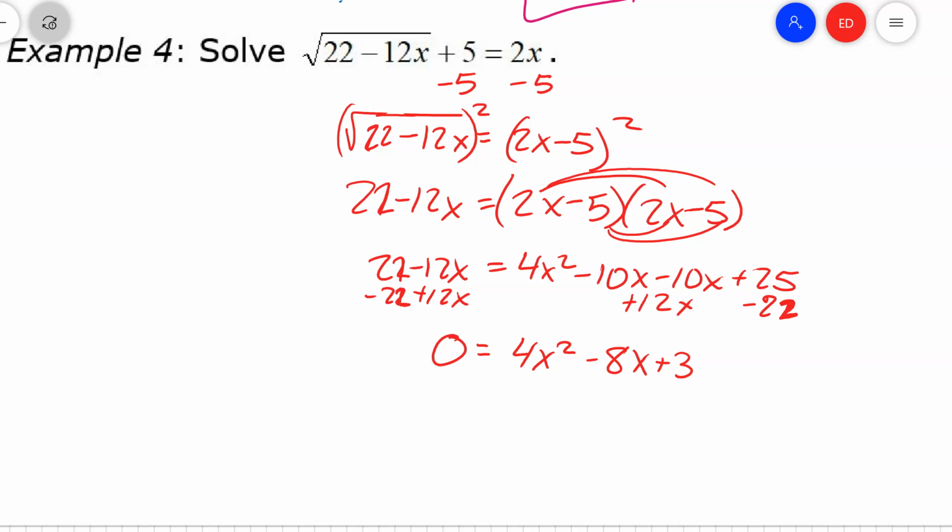Now, the next step we're going to do is see if we can factor this out. Let's go ahead and see, AC method.